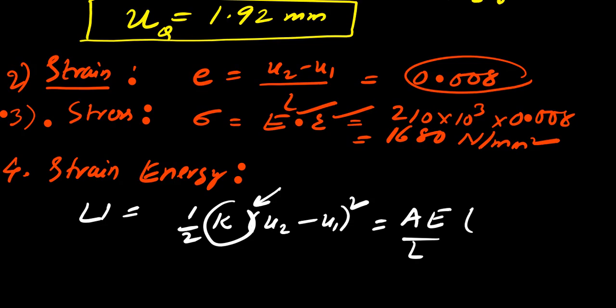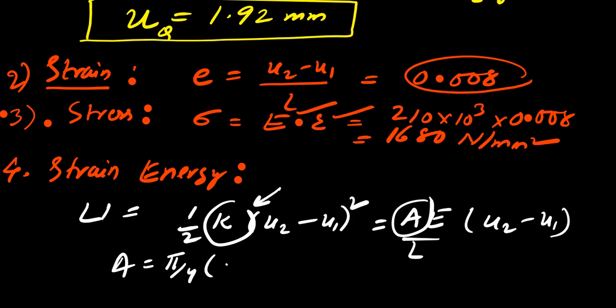Now you may have a question, what is A? A is the cross section area, for a circular rod it is pi by 4 into D square. So what is the value of D? That is given as 10 millimeter. You substitute D here, then you get A in millimeter square. The length is also given, and again U2 and U1 we can just substitute, and you will get the strain energy.